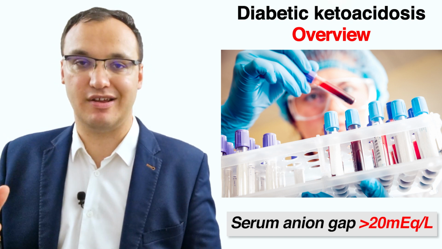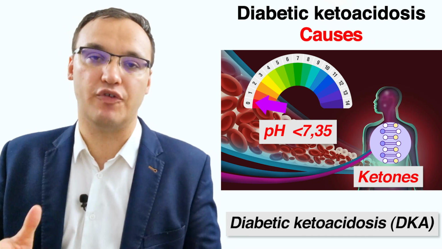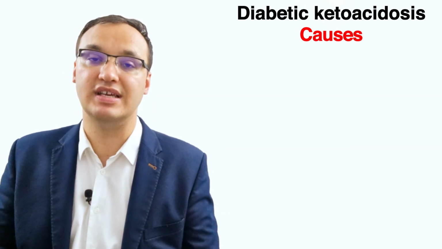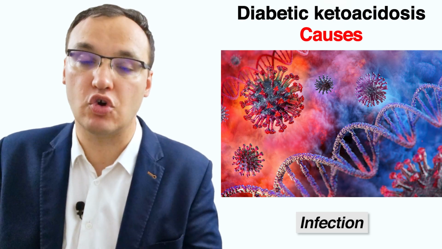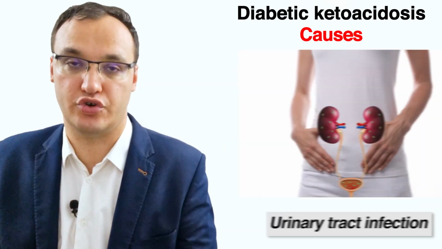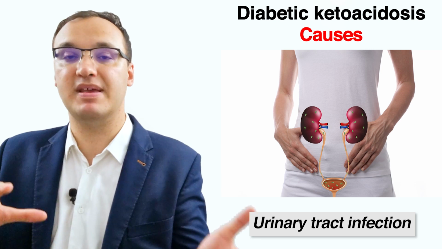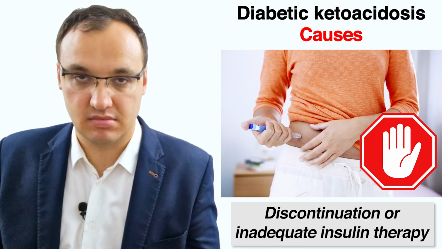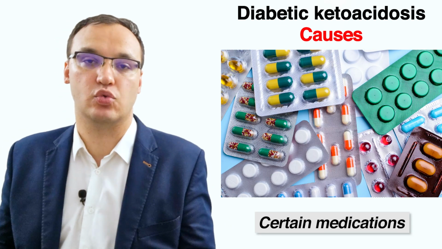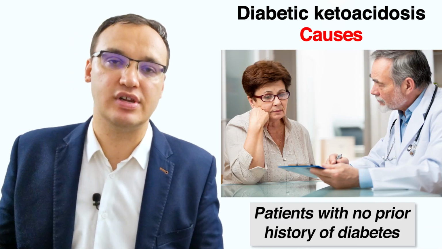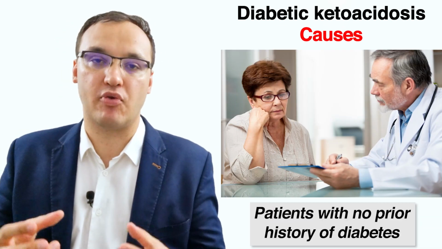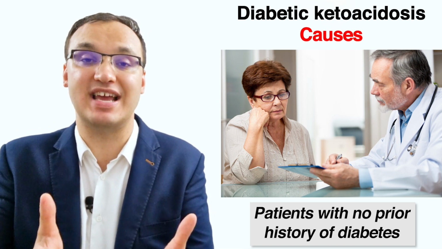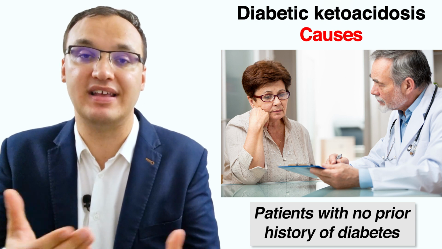The precipitating event is what usually sets off ketoacidosis in diabetes patients, and the most common cause is an infection, most often pneumonia or a urinary tract infection. Also, discontinuation or inadequate insulin therapy can be the cause, or certain medications are also risk factors. Additionally, patients with no prior history of diabetes can have these acute complications as the first sign of diabetes. This is how we find out.